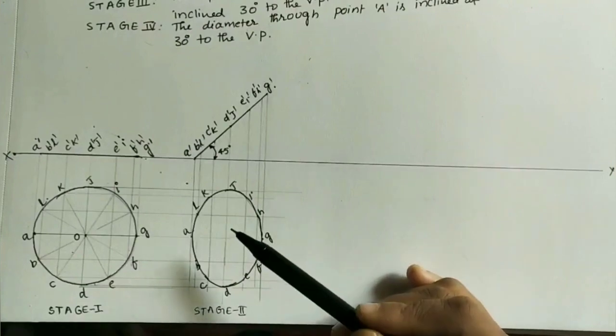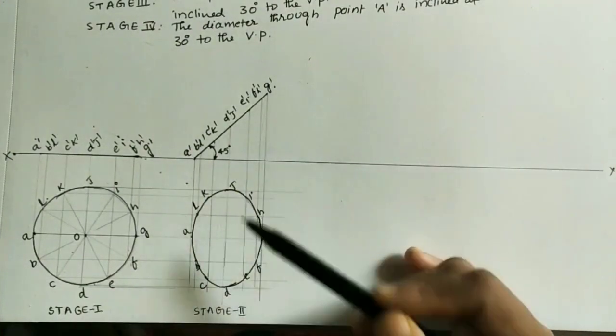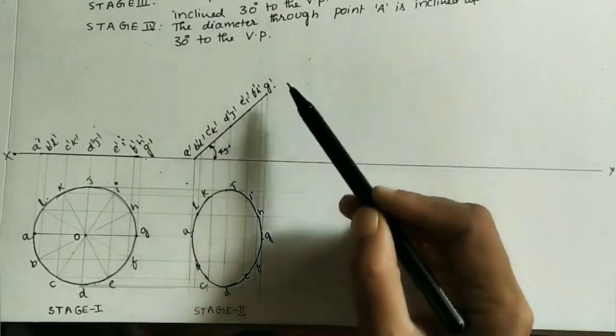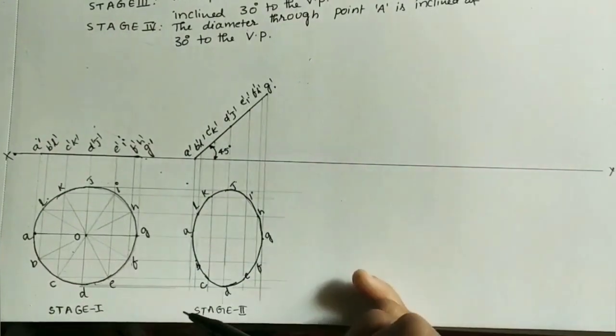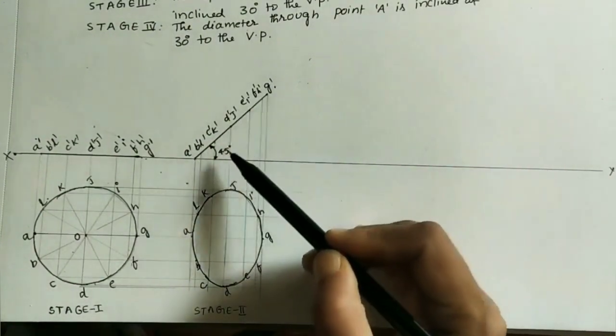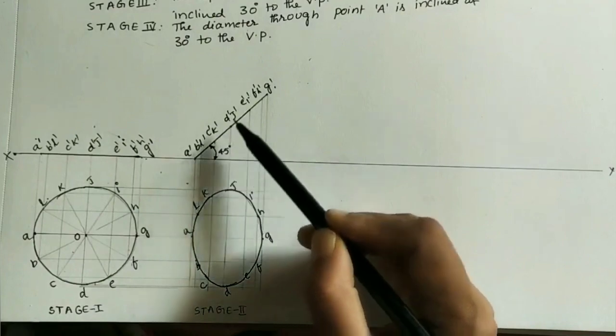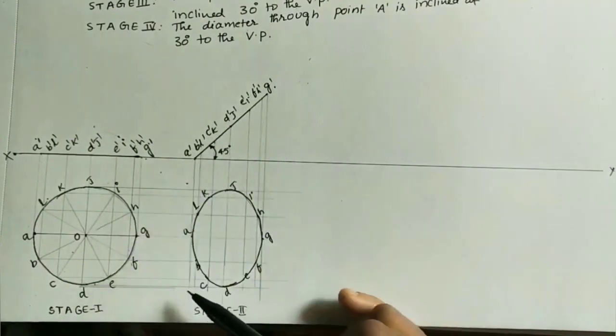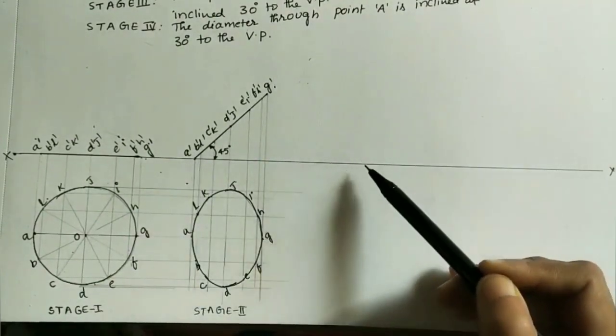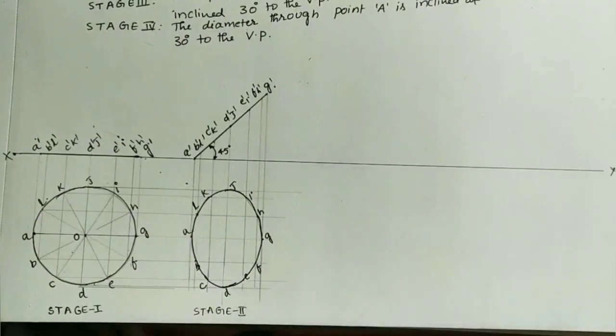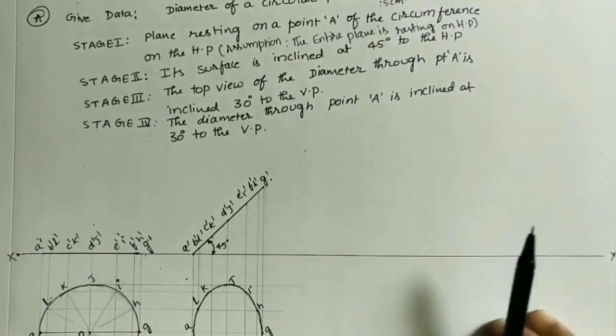This is the stage 2 diagram. This is the front view. This is the top view. So in it, at A point, the plane is tilting 45 degrees with the HV. Always remember, if the line is making an angle with HV, it is coming above the XY line. If the line is making an angle with VP, it is coming below XY. Okay. Now take the next condition in stage 3.